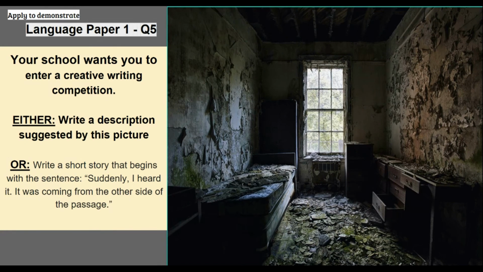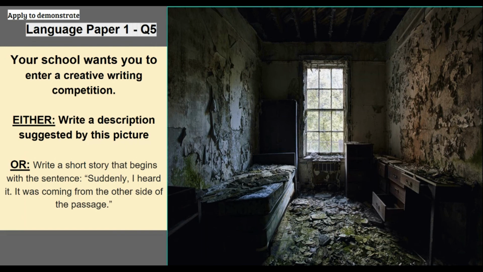So the exam question will always state, your school wants you to enter a creative writing competition. You and I both know that that is not the case, but that is the way that they've labelled it. Then you either get to choose this, write a description suggested by this picture, or write a short story that begins with the sentence, suddenly I heard it. It was coming from the other side of the passage. Now, whichever one you do, I want you to take 5 minutes first to plan.